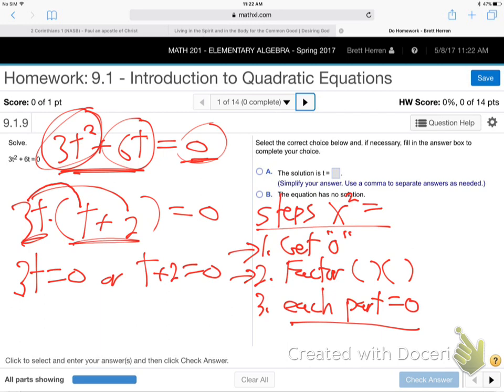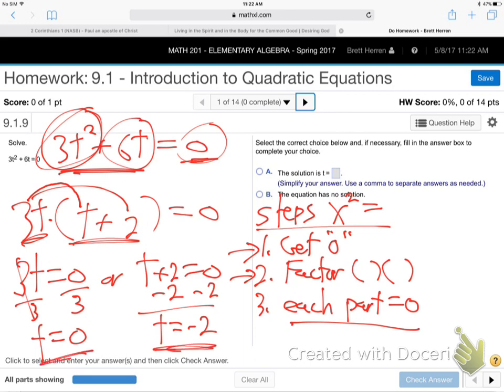How do you solve for this first one here? Can I subtract 3? Got to divide, because the 3 is multiplied. So I have to divide it off of there, not subtract it. And then 0 over 3 is just 0. Right, good. And then the next one, subtract 2, negative 2. So there's our answers: 0 and negative 2.